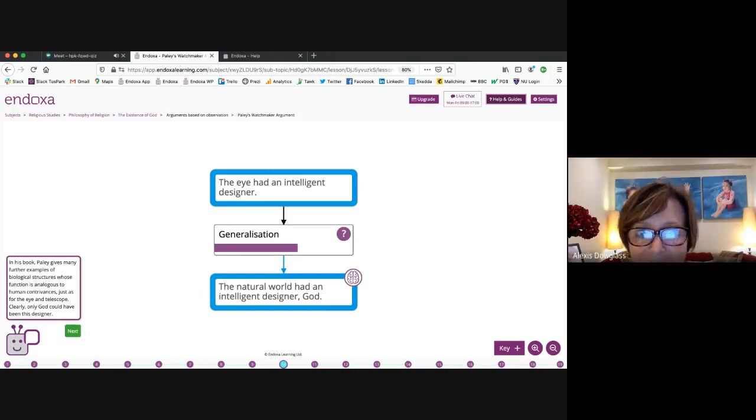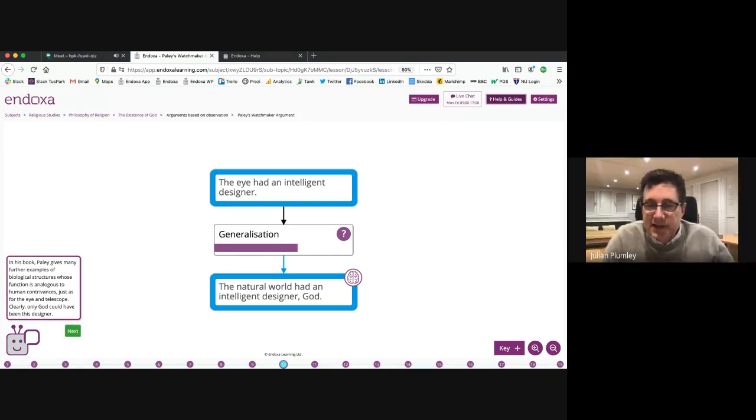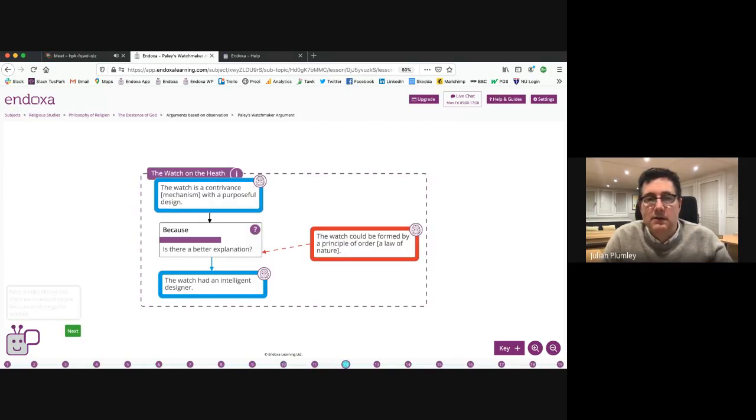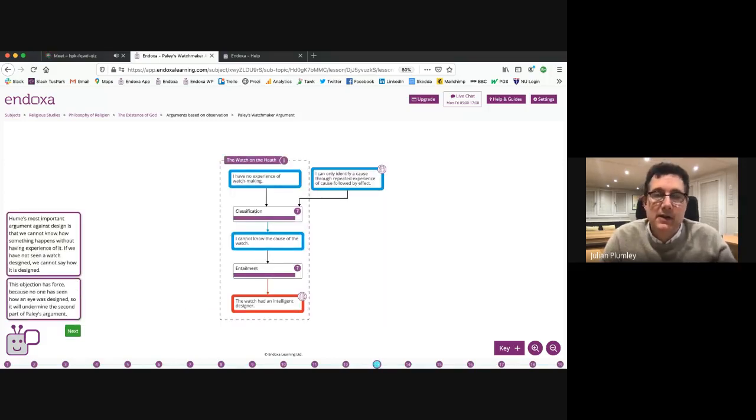Lovely. And our next step, Julian. Right, we've got these steps here, and this is all about Hume's criticism of the design argument and how Paley gets around them. I'm actually going to step over one of them just to save a bit of time here. I'll go to the next one.